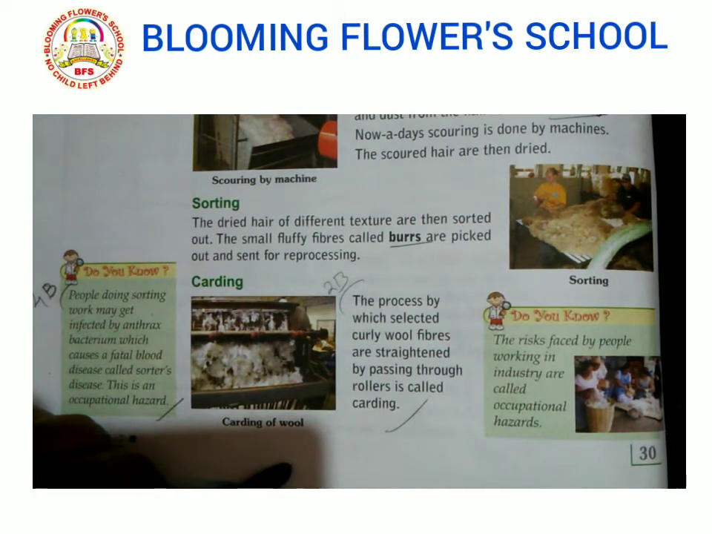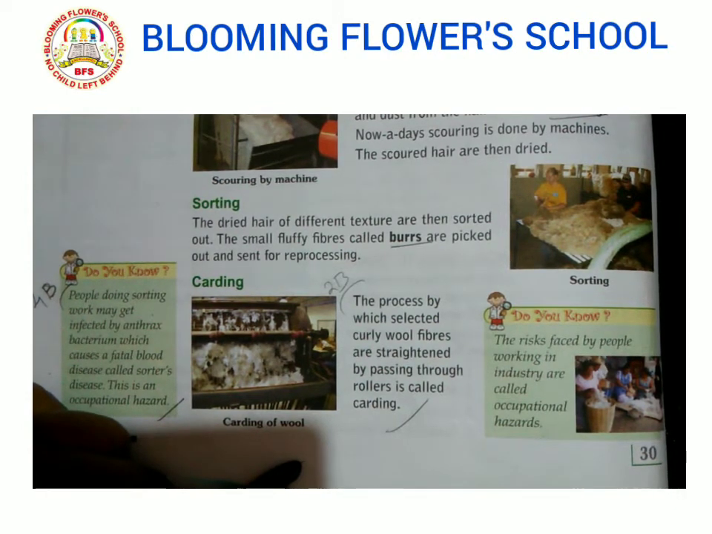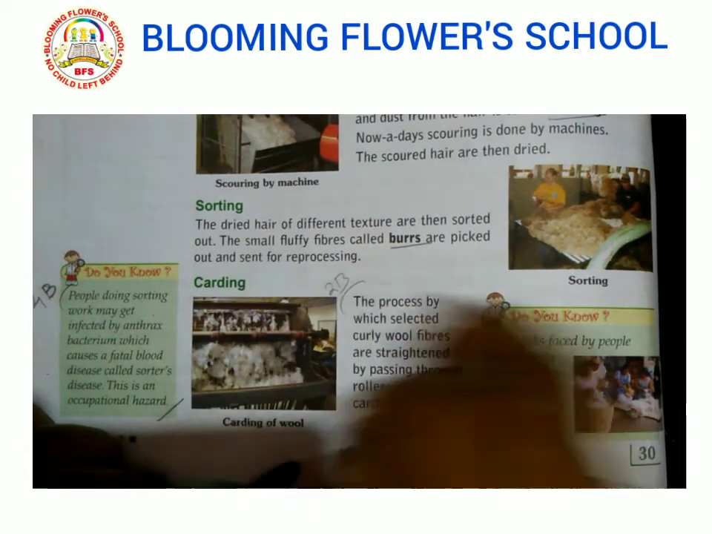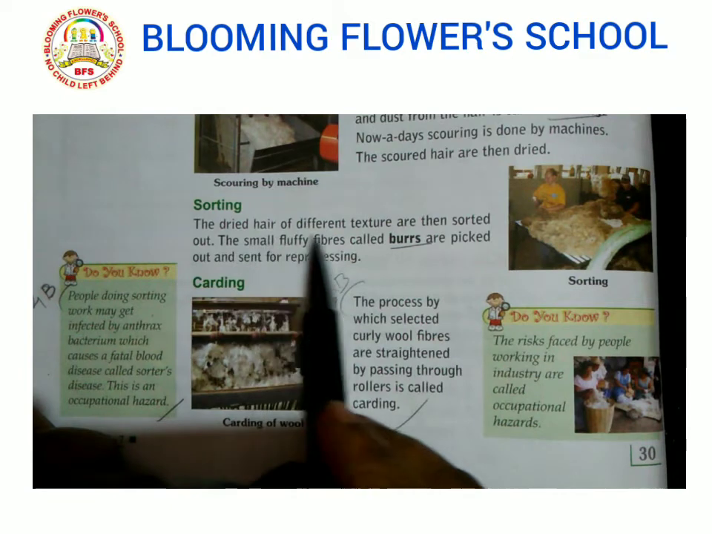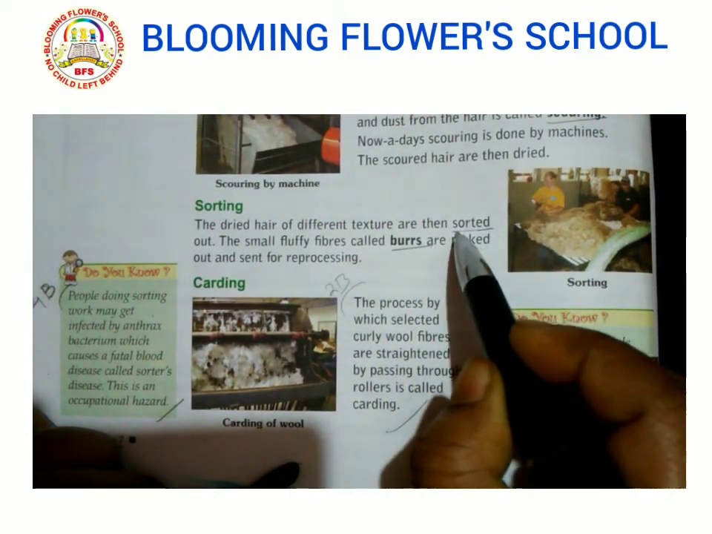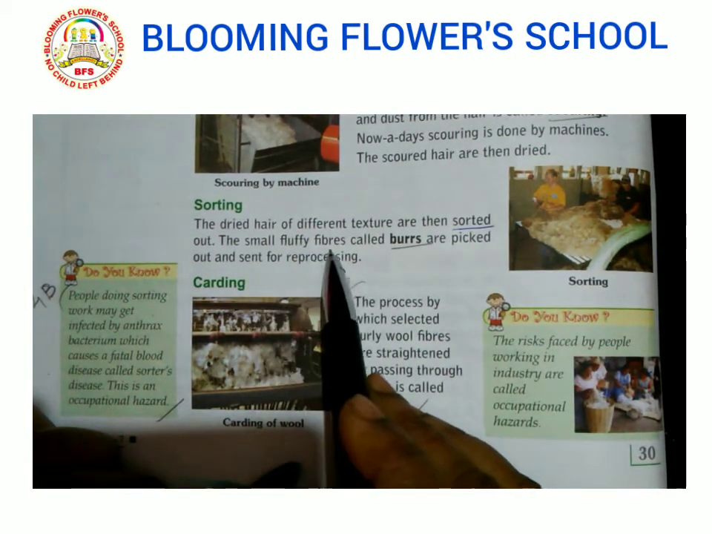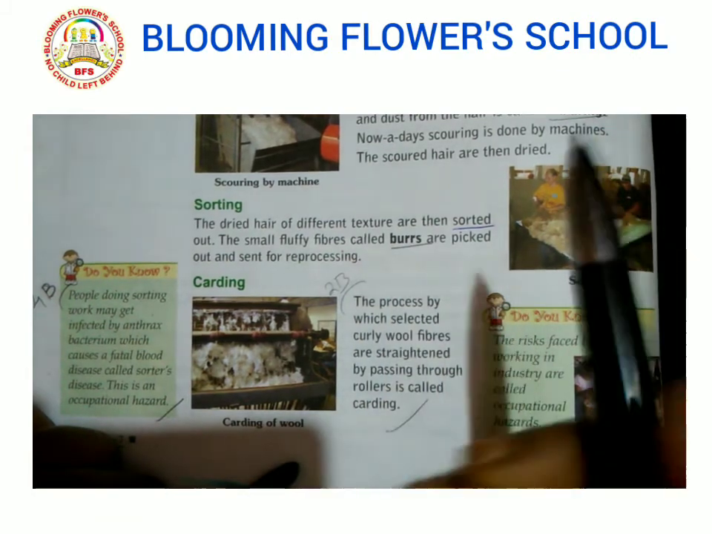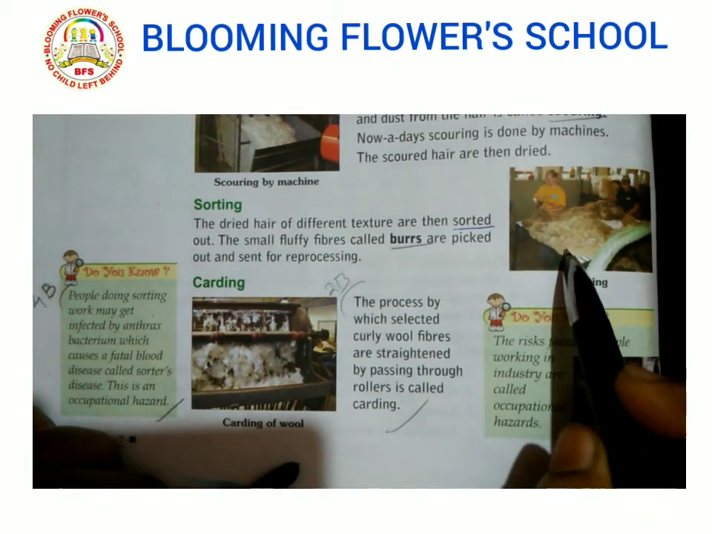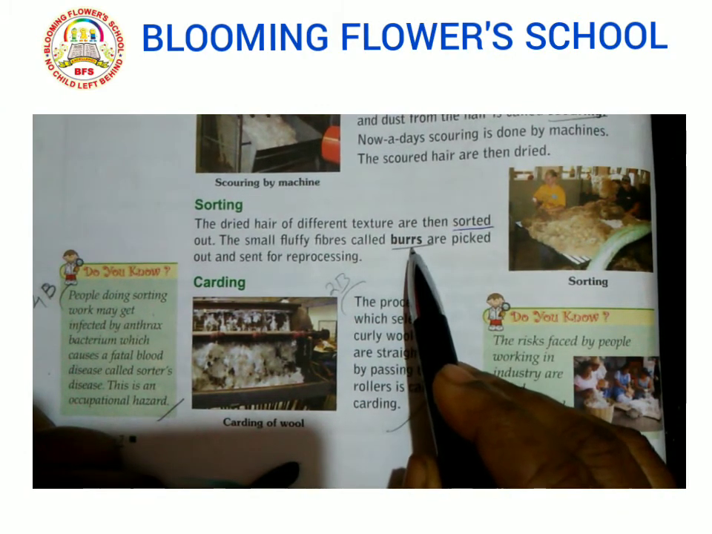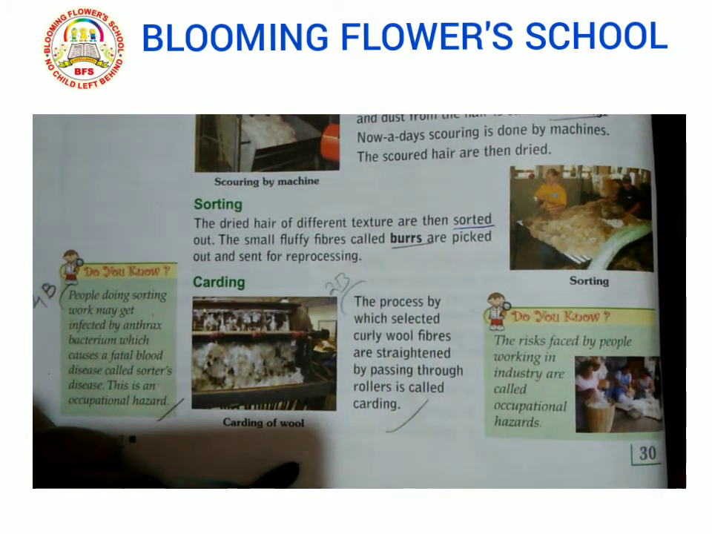See, in your hair you see that your back part you have a good quality of hair, and in your forehead you'll have thin and light small hairs. So when you go to Tirupati, that person will cut your hair and he'll separate small hairs and keep them in one bag, and long hairs he'll keep in another bag. In the same way, during your sorting process, they will sort, means they'll separate small fluffy fibers called burrs. Those small pieces, you see what that person is doing, he is sorting them, and they call that burrs and send to reprocessing.